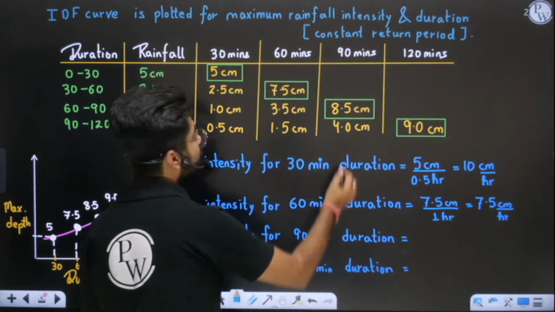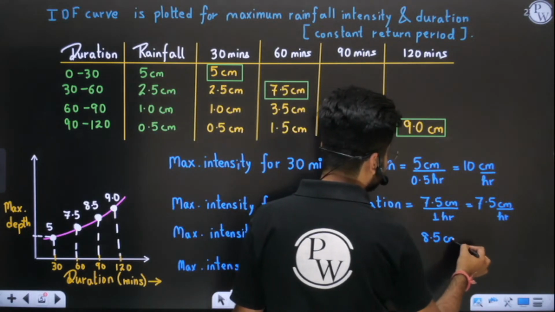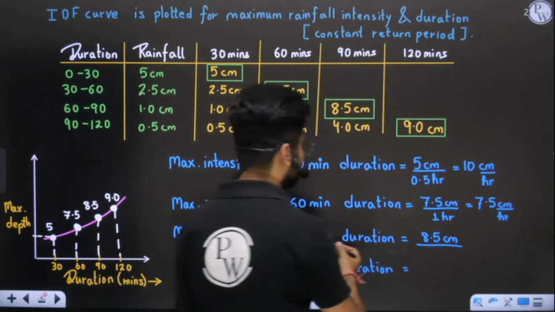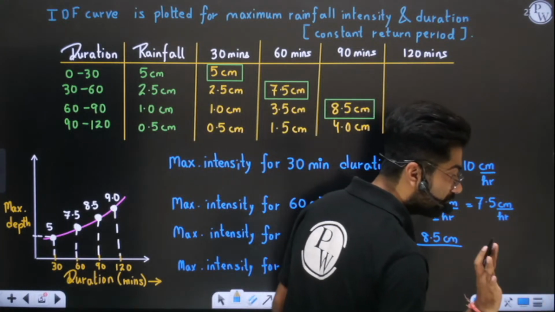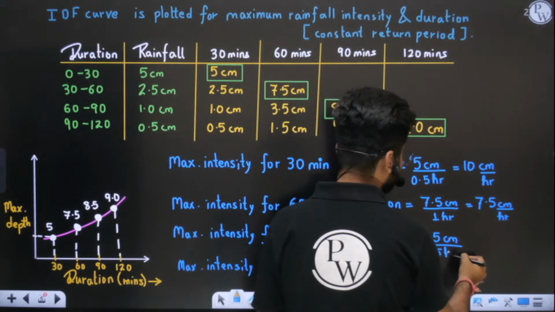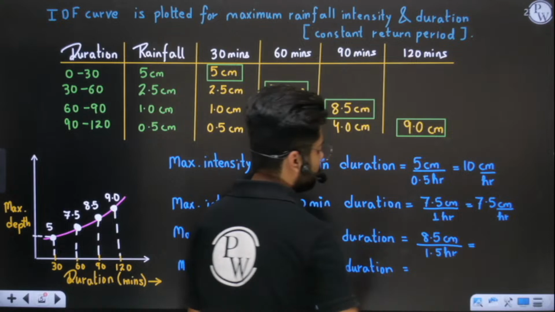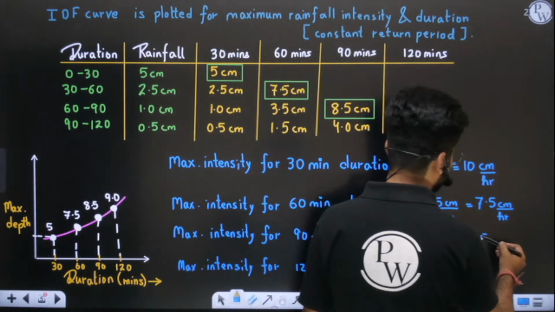Then for 90-minute duration, maximum intensity is 8.5 centimeter. This is the maximum depth divided by time. See, 90 minute is 1.5 hour. You all know this. 90 minutes simply means 1.5 hour. So divided, how much you are getting here? This will be 5.67. Okay, yes.